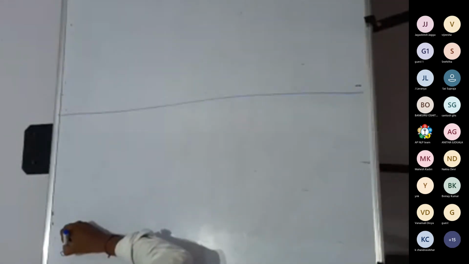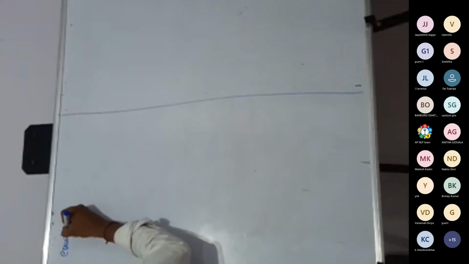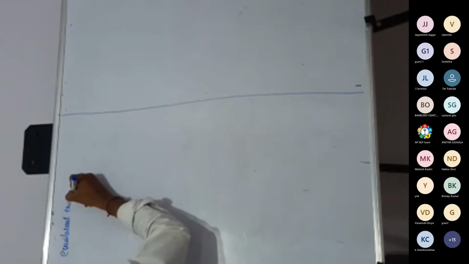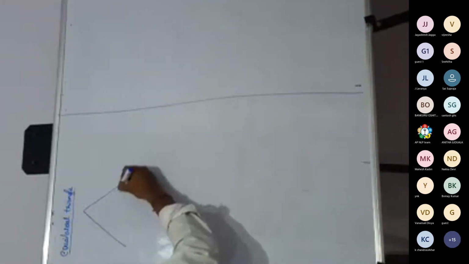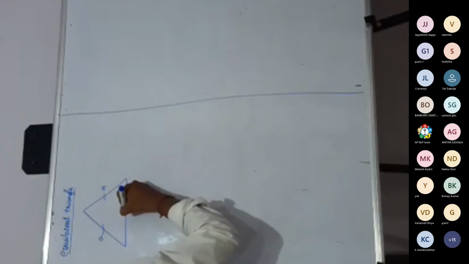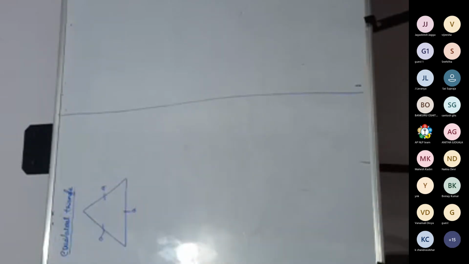Right. The first one is this one, second one, and the third one is, very simple, the equilateral triangle. All the sides are equal.